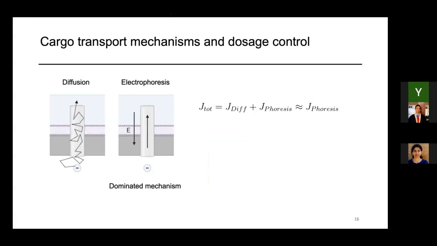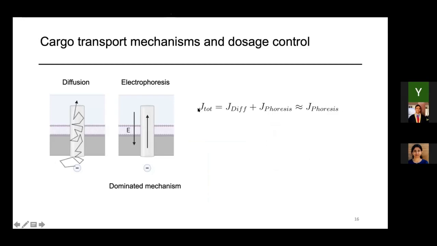Then we dug more deeply, because we want to know whether it's possible to control the number of mRNA molecules that we deliver into the cell. As I mentioned previously, the major mass transporting mechanism is through diffusion and electrophoresis.